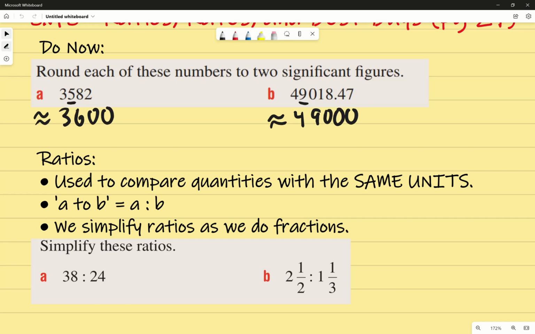We use ratios to compare quantities with the same units. Can I get you guys to write down this second dot point for me? A to B is written as A colon B. And we treat them very similarly as we do with fractions, right? So we simplify as we do, we multiply as we do. The only difference is you can have a fraction inside of a ratio, which gets a little bit confusing.